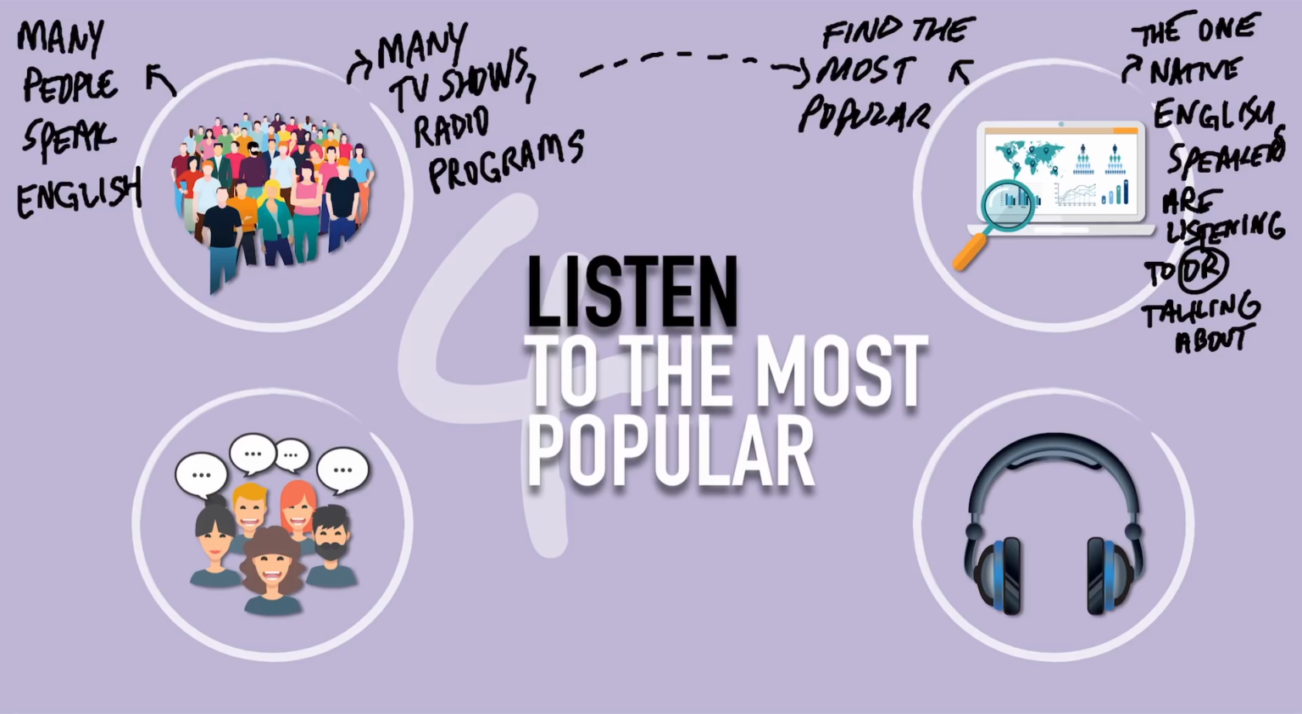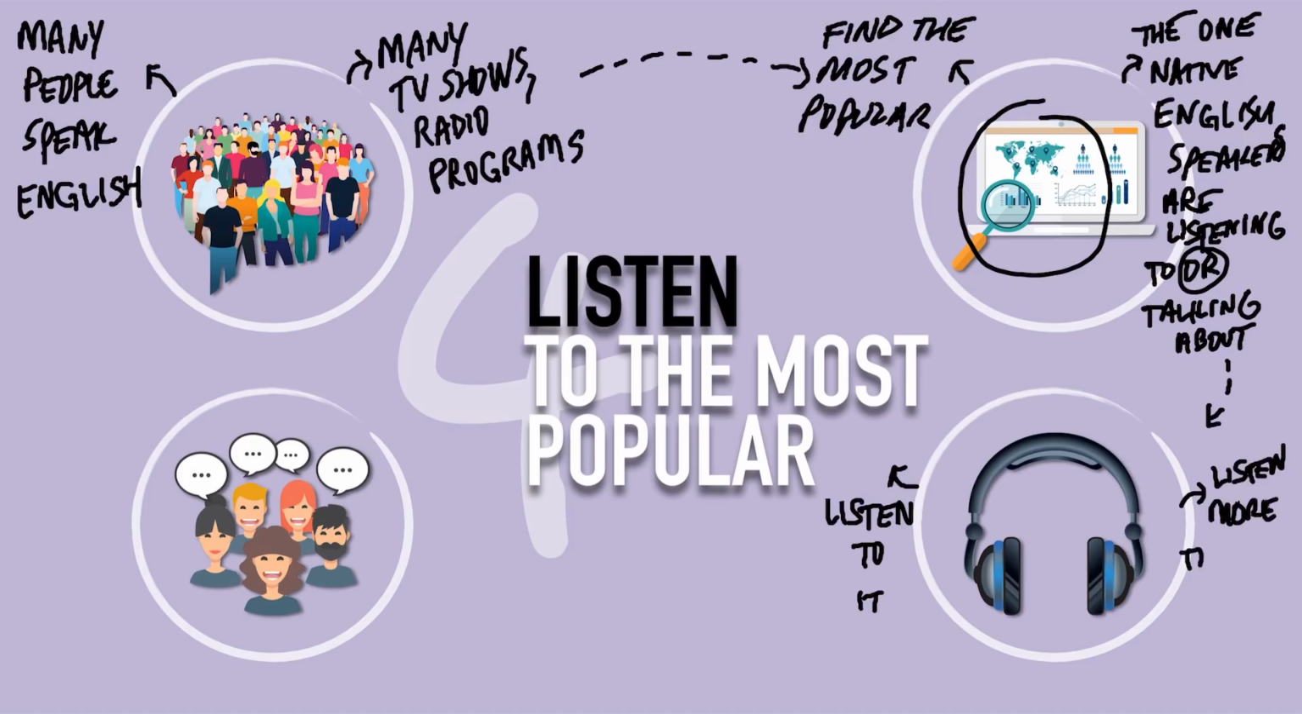Okay, let's keep going. Now, after this, what's going to happen is you are going to listen to it. So you found what they're listening to. Now you need to listen to it. Remember, for this step, you can go on Google or Yahoo or whatever search engine you want to use to find what's popular at the time. Then you're going to listen to it, and if you need to, you can listen more than one time.